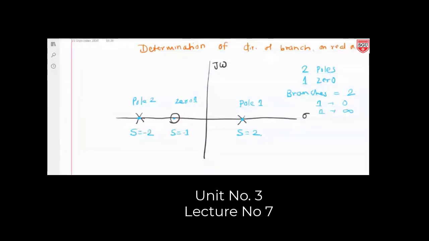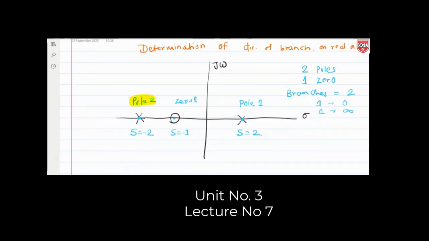Like this: a branch will start from here and go to 0, or it will start from here and go to 0, or a branch will go here to infinity, or a branch will go here to infinity. So to know where exactly the branch will move, we have to apply this rule. In this case, we have to take 2 points on the left side and on the right side of a pole.